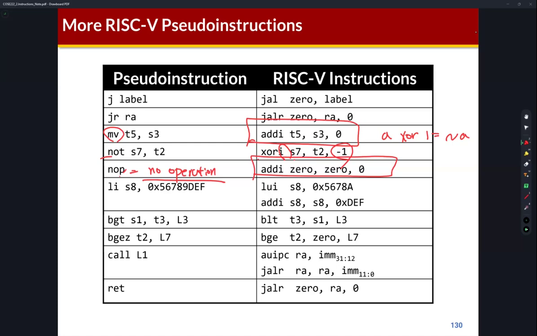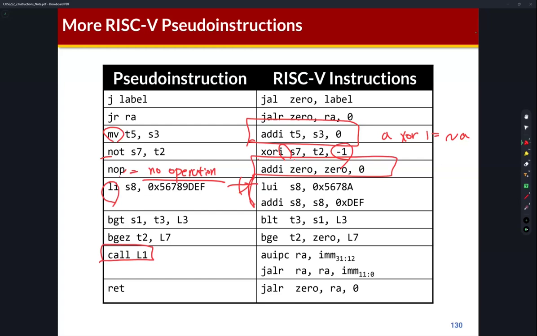And then we can use the LI to generate a very large constant number. The LI can be translated into two instructions, LUI and ADDI. Okay, so this is the code.